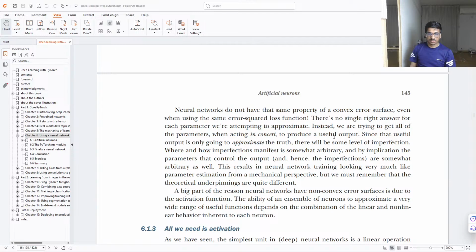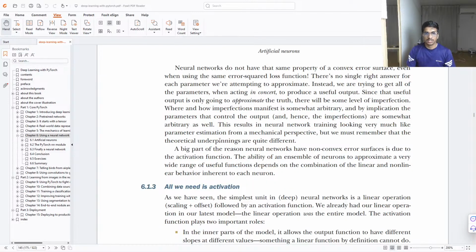Since that useful output is only going to approximate the truth, there will be some level of imperfection. Where and how imperfections manifest is somewhat arbitrary, and by implication the parameters that control the output, and hence the imperfections, are somewhat arbitrary as well. This results in neural network training looking very much like parameter estimation from a mechanical perspective, but we must remember that the theoretical underpinnings are quite different.